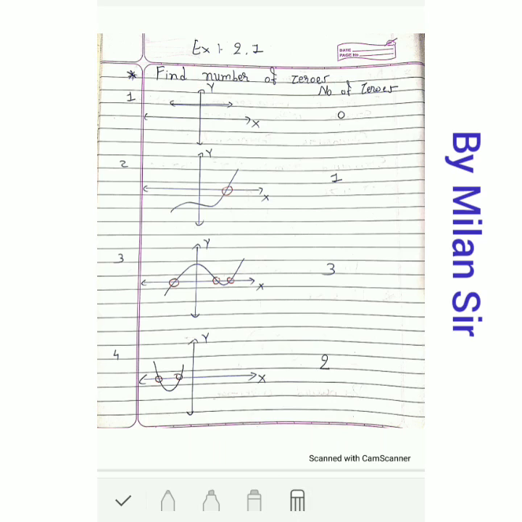Okay, so first of all we recall one theory, that is number of zeros is equal to number of intersection points of the graph with the x-axis. Number of zeros is equal to intersection points of graph with the x-axis, that we already discussed in our previous video, right?